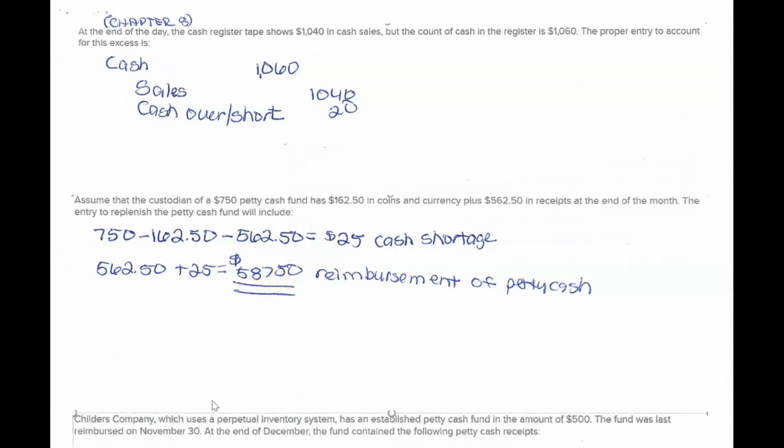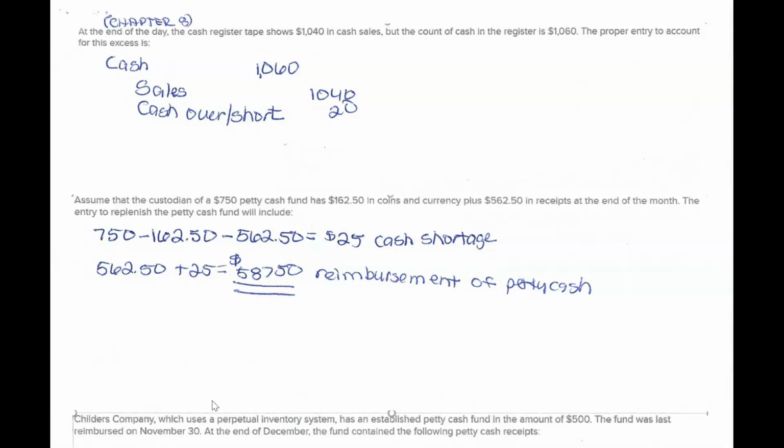Assume that the custodian of a $750 petty cash fund has $162.50 in coins and currency, plus $562.50 in receipts at the end of the month. What is the entry to replenish the petty cash fund?